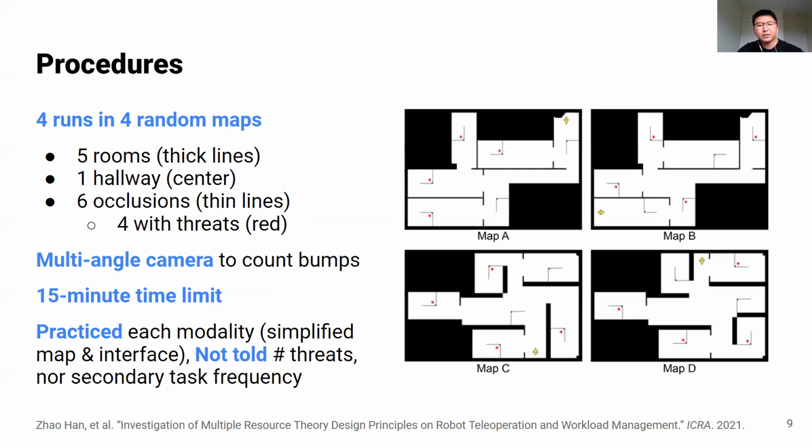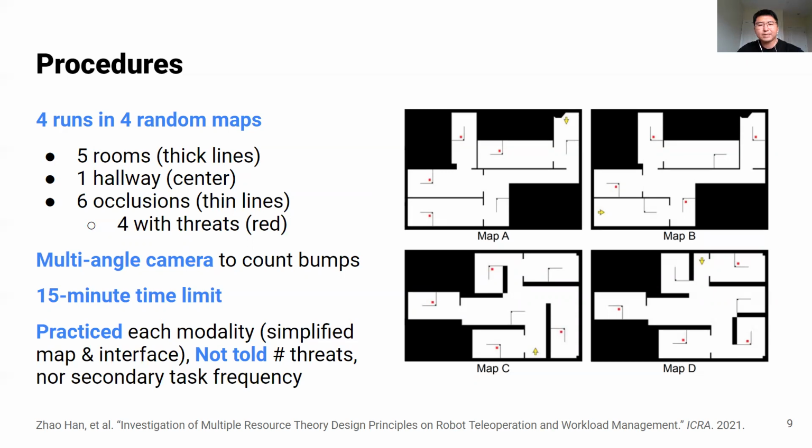For counterbalancing, we had 4 mapping variants. They are all very similar. Each run was performed in one of these maps. Every map contained 5 rooms, shown with thick lines, a hallway that connects them in the center, which is a 1.2 meter tall wall, and 6 occlusions in thin lines, 0.6 meter tall walls. 4 of the occlusions had a threat behind them, shown as red squares.